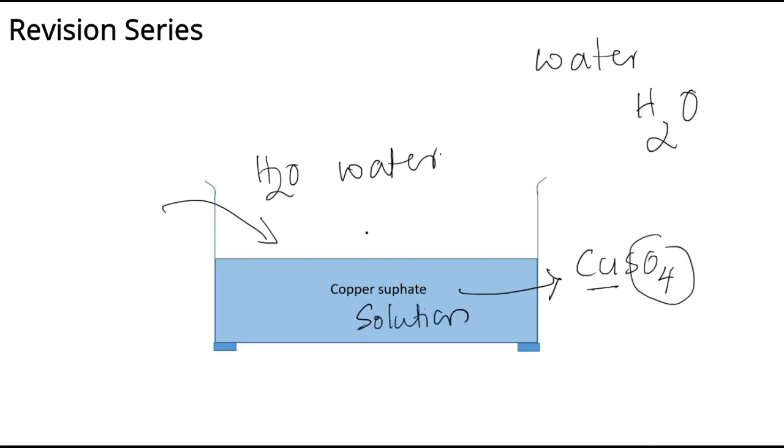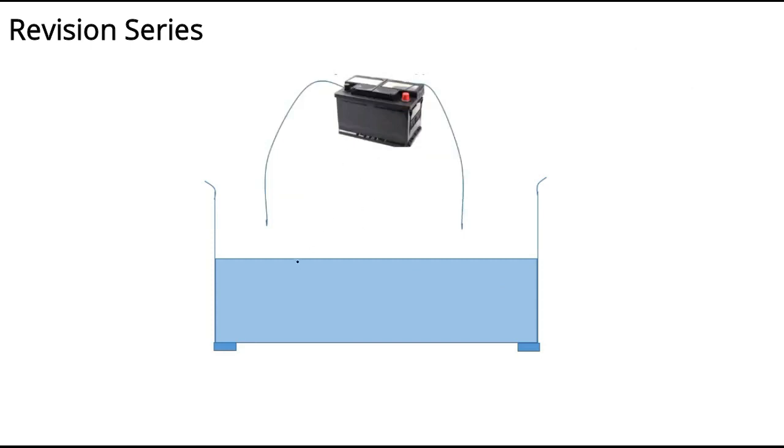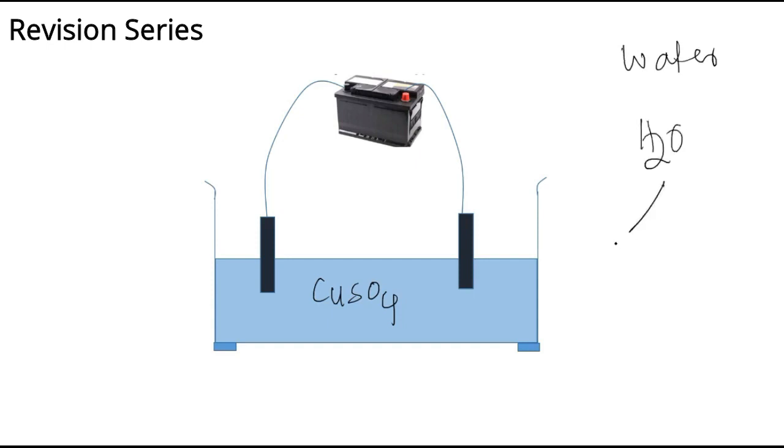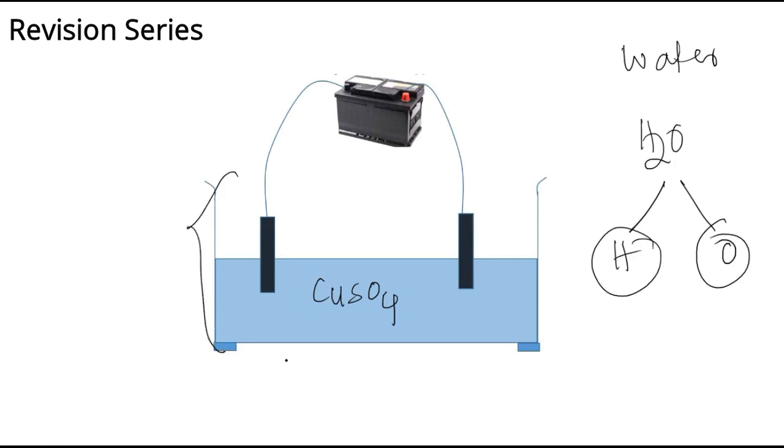So it becomes a copper sulphate solution. Now suppose we pass current into this copper sulphate solution: take a battery and connect it with a wire and take two rods, right? And then this is copper sulphate. What is going to happen? We have seen in the previous case of water, right? H2O could split into H and O, and then we collected these separately into the test tubes. What is going to happen in this case? How can we use this demonstration for our use?